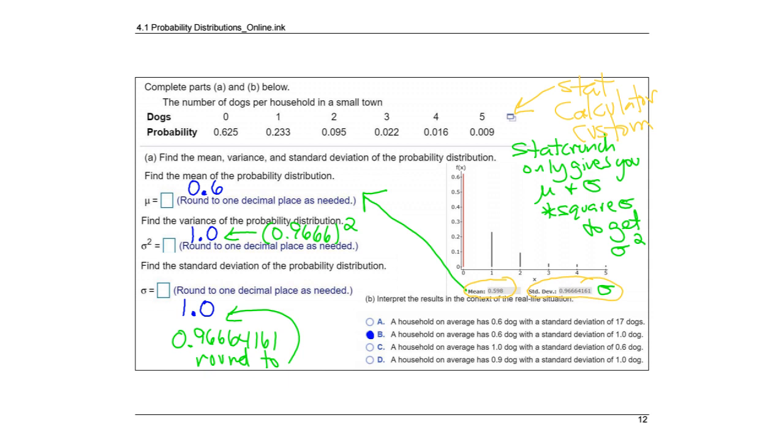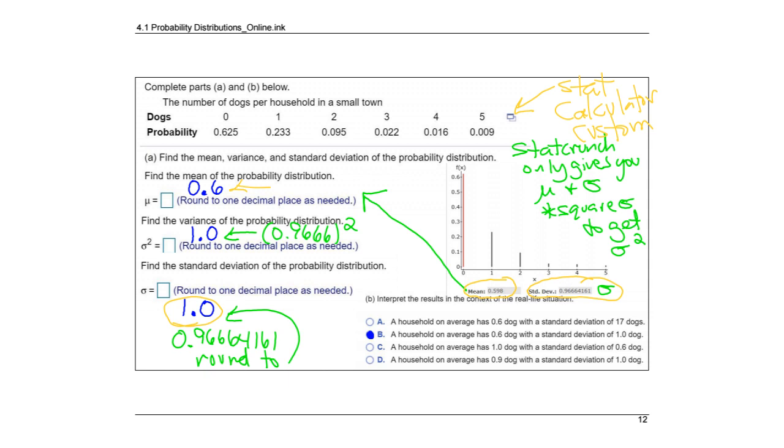So the mean is 0.598. I'm going to round that to 1 decimal place, so that would be 0.6. The standard deviation is 0.9666664. They again want 1 decimal place, but make sure you come down here. So the standard deviation is here. That would round to 1.0, but they also want the variance.